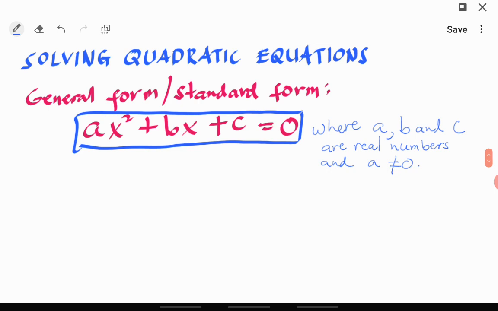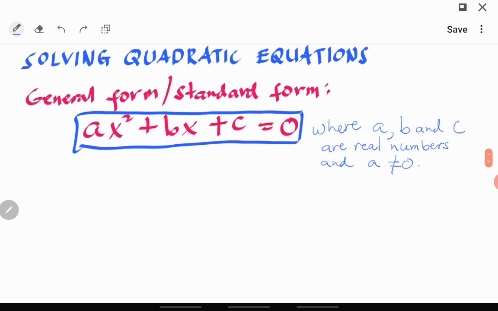Tapos, may isang condition na mahalaga dito, yung a ay hindi pwedeng 0. Kasi pag ang a ay 0, mawawala yung first term mo na may x squared. Okay? Magiging 0 yan, so ang matitira yung bx plus c lang. Hindi yan pwedeng tawaging quadratic equation. Upang matawag na quadratic equation, kailangan ang highest exponent ay 2, or ang degree ay 2. So, yan yung general form ng quadratic equation.